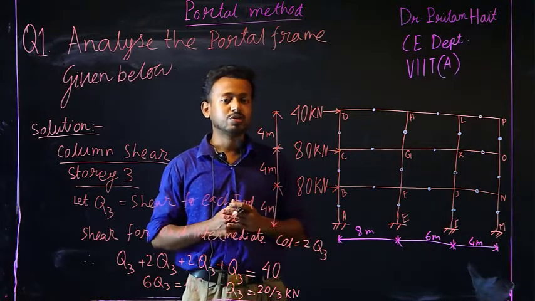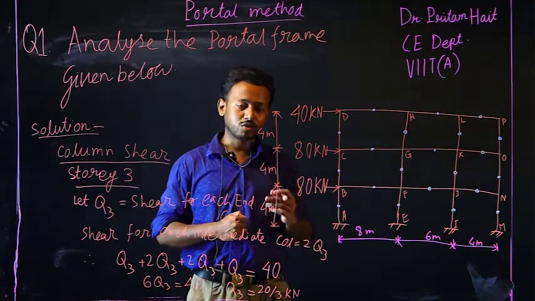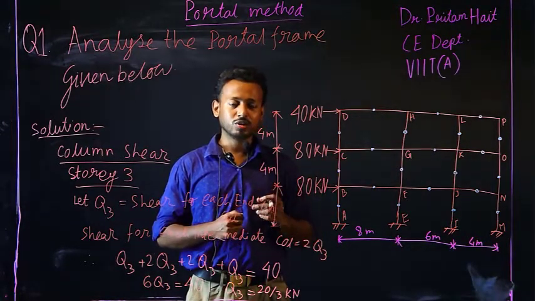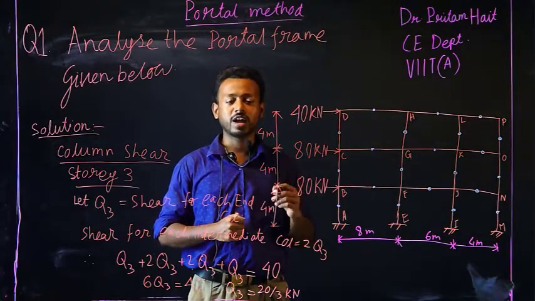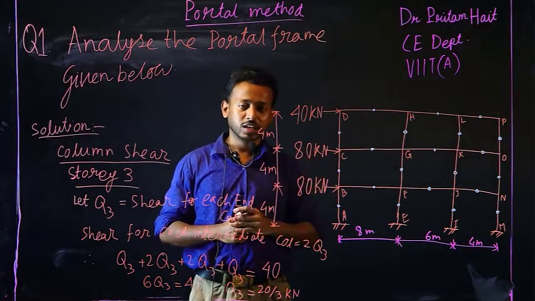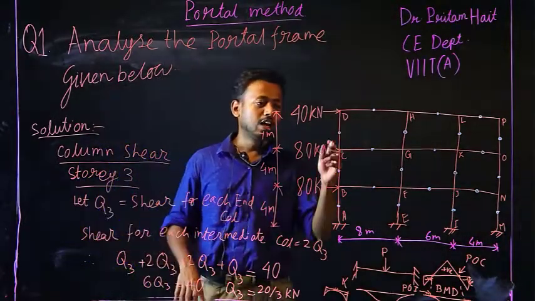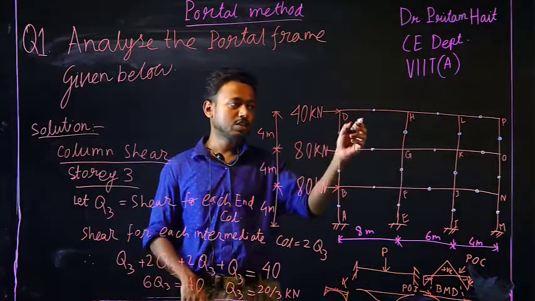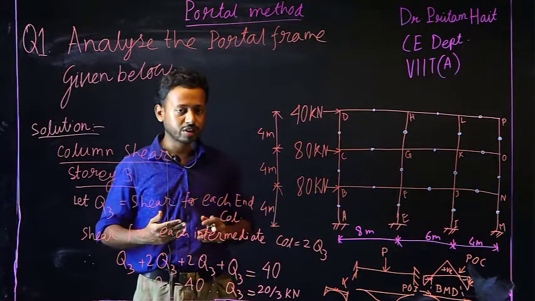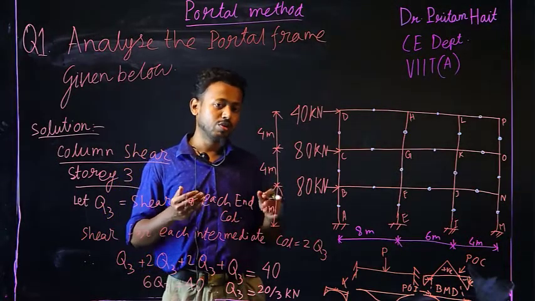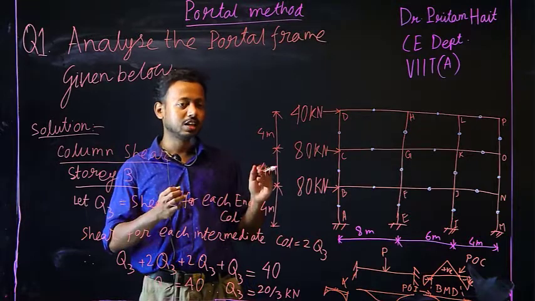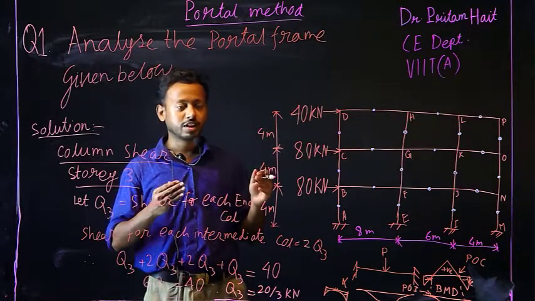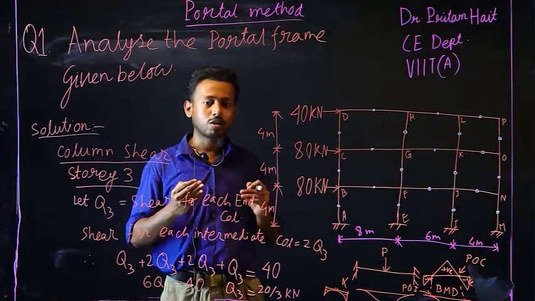First we will assume that the point of contraflexure occurs at the midpoint of each member. What I told: point of contraflexure occurs at midpoint of each member. So our assumption is that each member's point of contraflexure will occur at the center point of the member. This is an approximation method. Using this method we won't get the exact value, but this is the easiest method to analyze a portal frame.